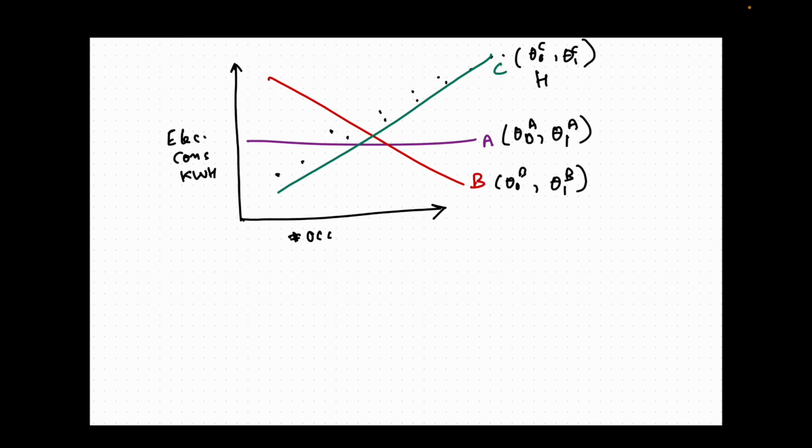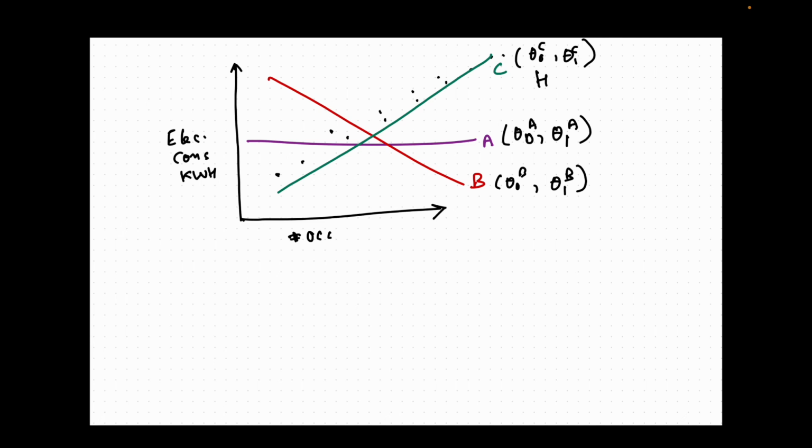I'll repeat that. If the model parameters are corresponding to C, which is theta naught C and theta 1 C, are we likely to see such a data set? Very likely. If the model parameters are theta naught B and theta 1 B, are we likely to see such a data set? No. Why?